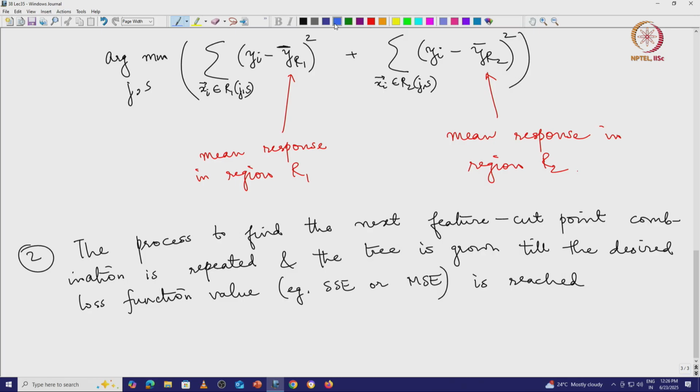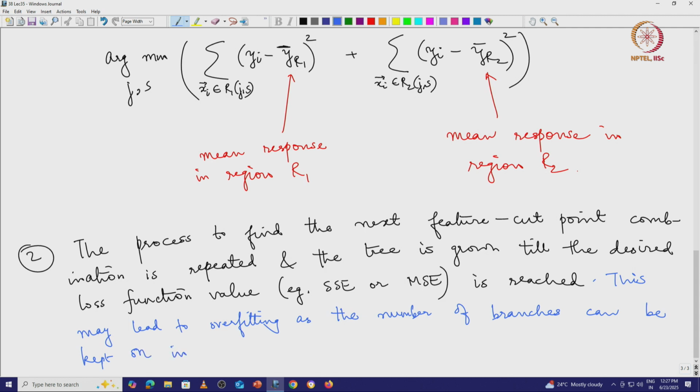However, there is a problem with this, because what you will keep on doing is you will keep on branching the trees more and more to the point that it will lead to overfitting. So, this may lead to overfitting, as the number of branches can be kept on increasing till each point is its own region.